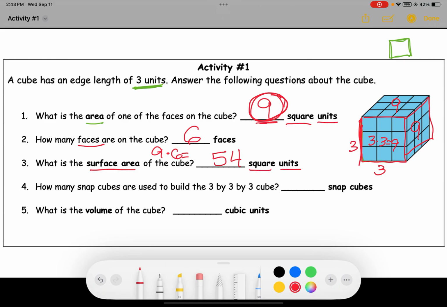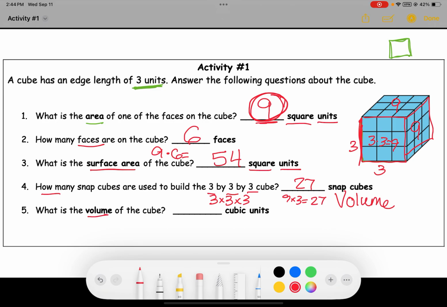Now question 4 moves to a kind of different idea. It says, how many snap cubes are used to build the 3 by 3 by 3 cube? This is really talking about volume. That would mean I have 3 cubes by 3 cubes by 3 cubes. I know 3 times 3 is 9, and 9 times 3 is 27. So really 27 snap cubes make it. This is like the volume. This is thinking 3-dimensionally. This isn't talking about surface area.